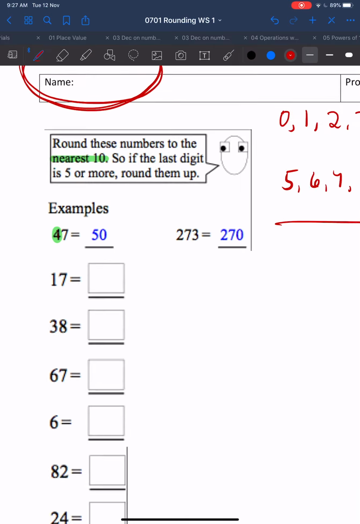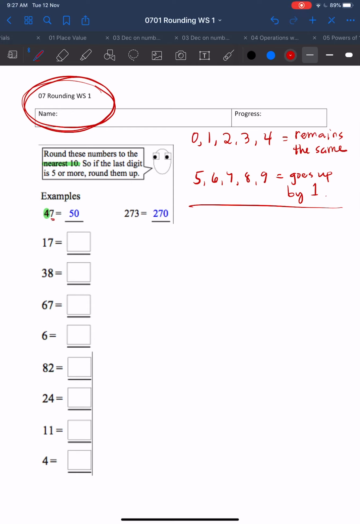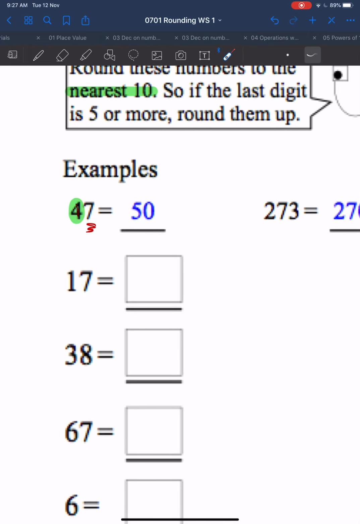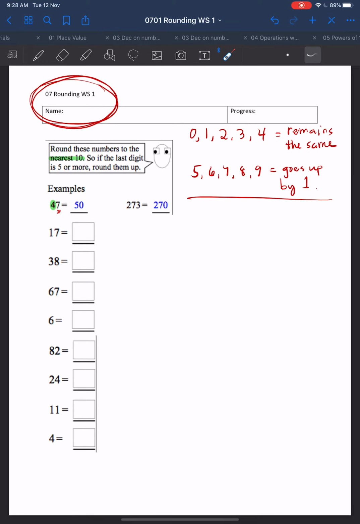Okay, the next digit after 4 is 7. Now look at our rules. 7 is right here, so that means the digit before 7 goes up by 1. And that is why, boys and girls, 4 becomes 5. And everything else after the place value that you rounded to becomes 0. So 7 disappears, becomes 0. Now, let's look at the other example.